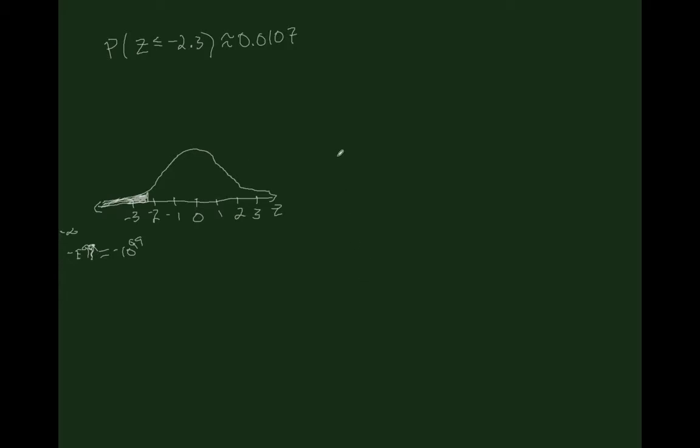I'm going to do one more example. I want to do an example of a right tail area. And the problem statement for that type of problem would look like this. So we would have z greater than or equal to, say, 1.65.